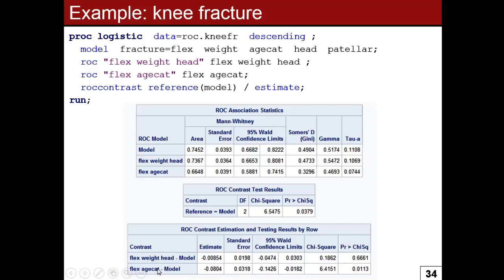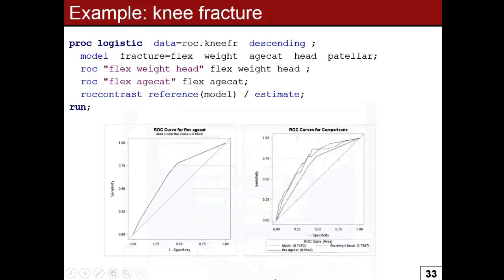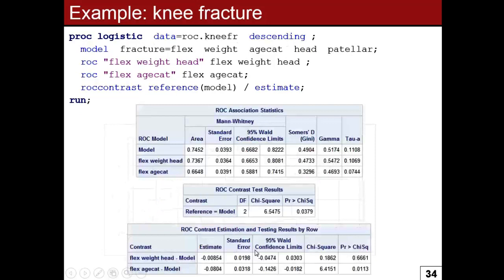In this reduced model, this one is significantly different from the full model with 0.01. So you'd say, whoa, this model stinks. And then that was the one that was 0.66 versus 0.74. So this was a statistically significant difference, but 0.7367, that's pretty close to 0.745. So the flex weight head was this value here.